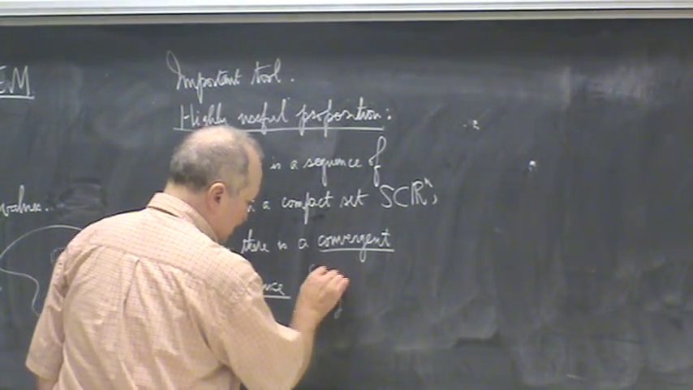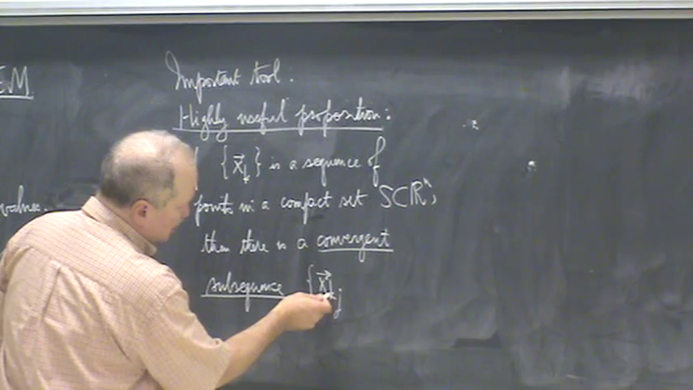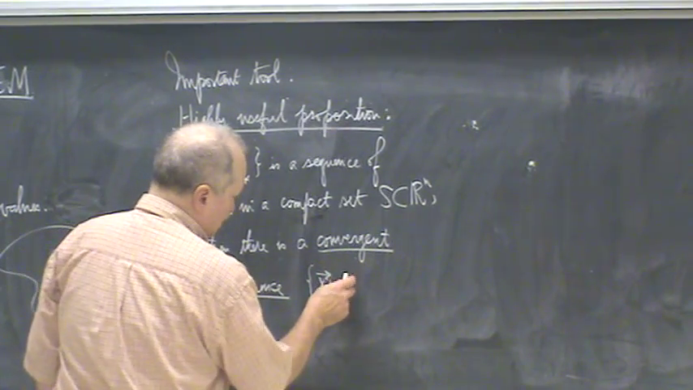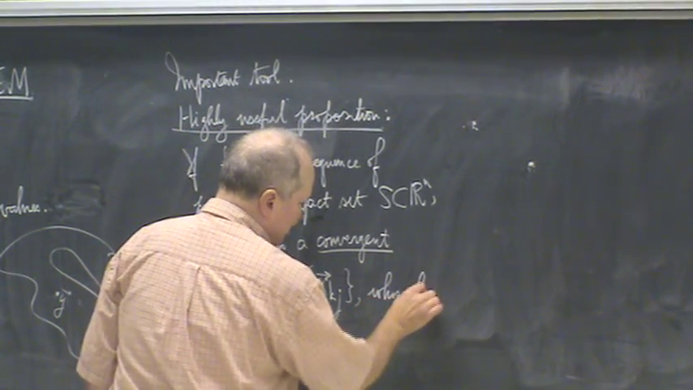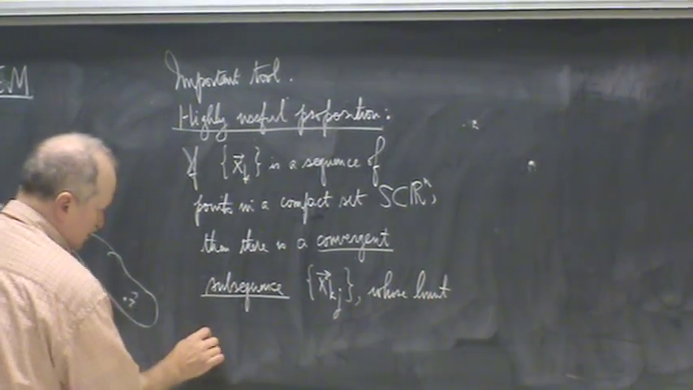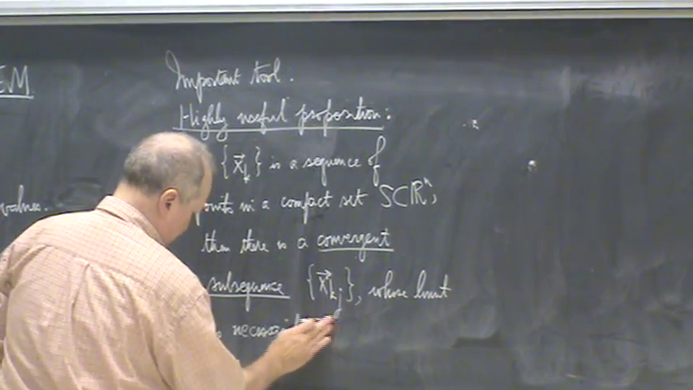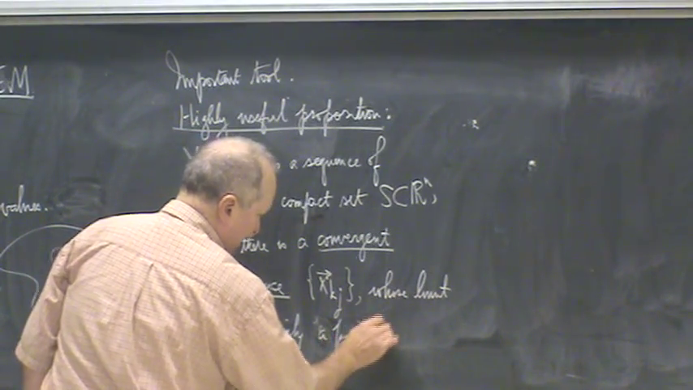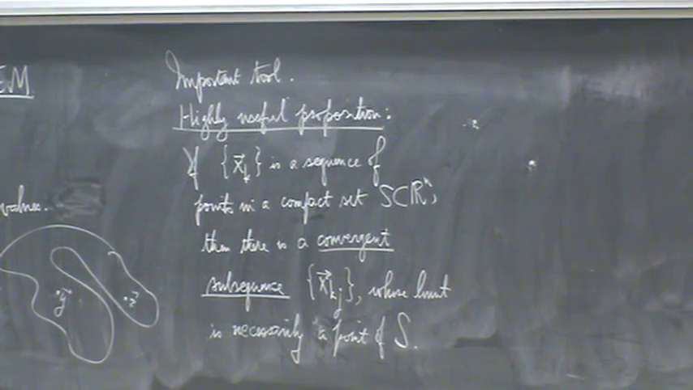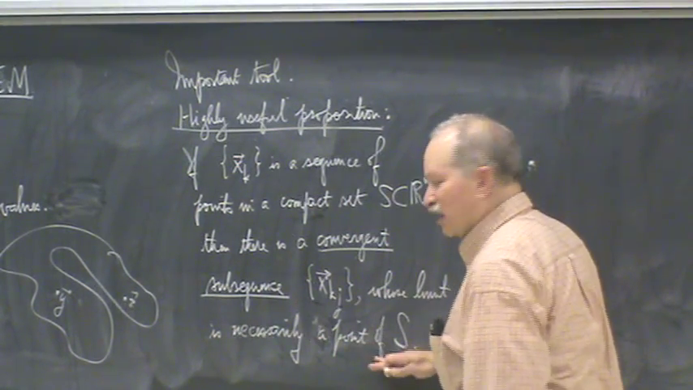Now, I'm going to talk about the notation for subsequences in a second, but we're going to put a double index because we're going to choose certain elements from our sequence. And I want to comment that the limit of that subsequence must necessarily be a point of S because S is closed. So if you have a convergent sequence of points in S, the thing to which it converges must be in S.